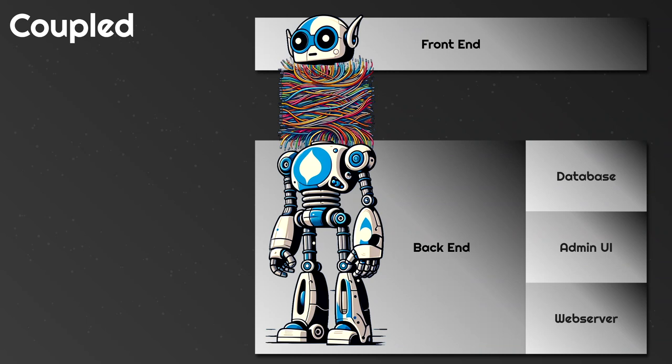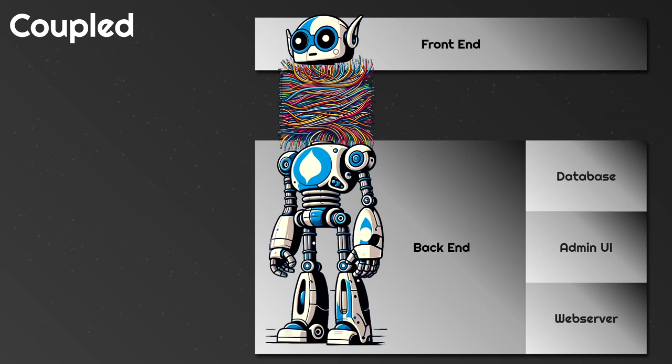You're stuck with the body you have, you're stuck with the head you have, and the wires really... sure, you could make it work, you could rewire it, but it's going to be a lot of effort, and the payoff is probably not going to be worth it. So on a coupled solution, you have the front end, you have the back end, you're just going to make it work with what's there.